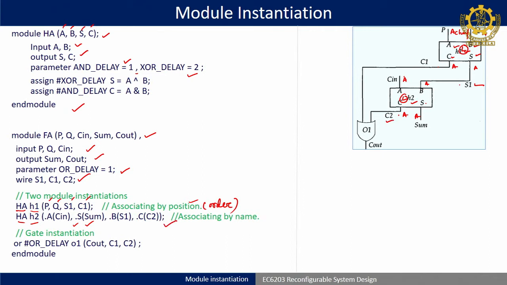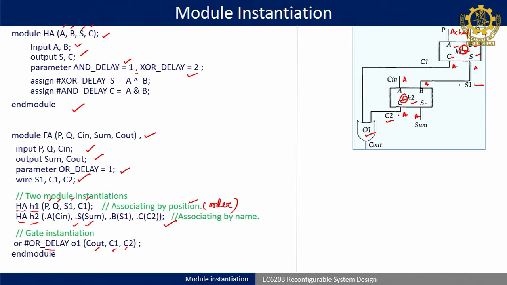Now, last there is an OR primitive gate. Directly they have called the OR gate with its parameter defined as OR underscore delay. Then O1 is the instance name, and I told you always the output is first. So, C out is the first output, then C1, C2 are the respective two inputs. So, this concludes one simple example.